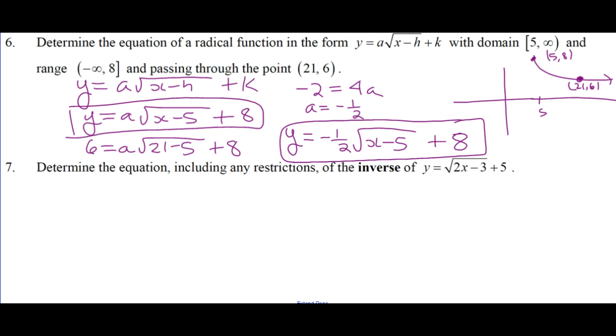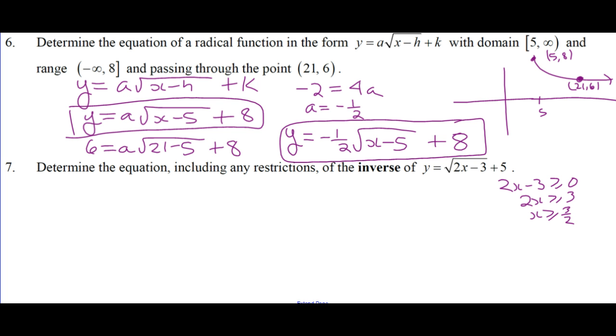So at times, it doesn't hurt looking at this to say, hey, x has to be greater than or equal to 3/2, and that y is going to be greater than or equal to 5. Determine the equation of the inverse, including any restrictions. All right. So if we do the domain and range of the original function, we just flip them to get the domain and range of the inverse, right? So 2x minus 3 has to be greater than or equal to 0. 2x is greater than or equal to 3. x is greater than or equal to 3/2.